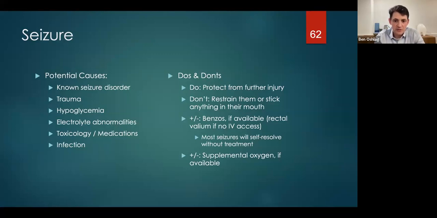If you have benzos available, again, not the highest priority. Most seizures resolve on their own. If it's going 5 minutes, 10 minutes, and nothing has happened, you certainly can give them. A lot of people who have seizure disorders, some of them will have rectal Valium. If they're seizing, they may not be able to tell you where it is. EMS often will have it. If you don't, you can do IV. If they don't have IV access, you can do IM. But again, most will resolve without treatment.